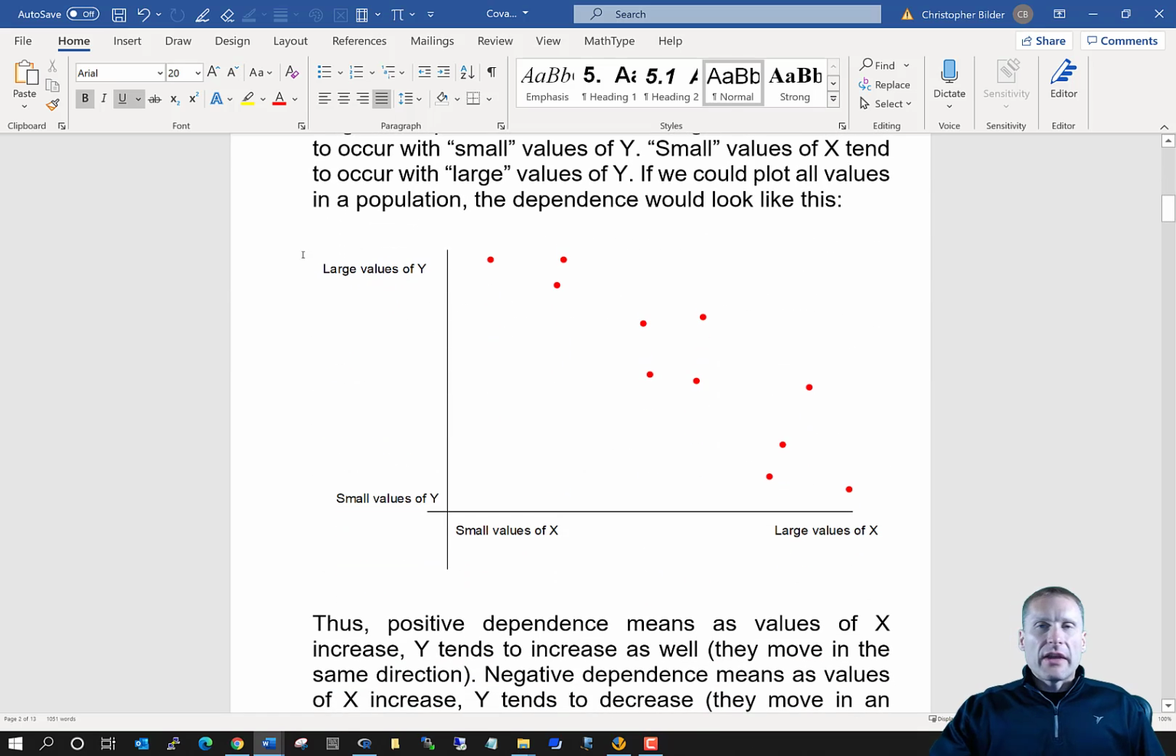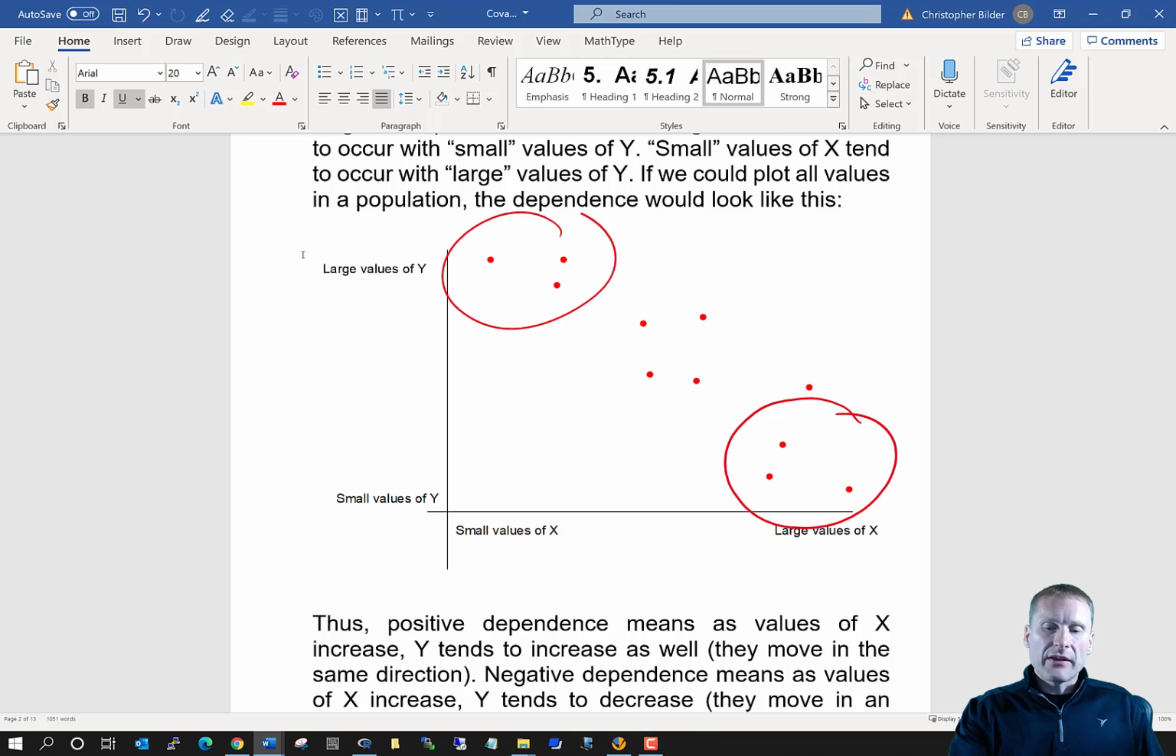Now, one could also have a population that looks like this. In this particular case, large values of x tend to occur with small values of y, and small values of x tend to occur with large values of y. And so again, we do have dependence, and this type of dependence is often referred to as negative dependence. Another way to think about why we have positive or negative in terms of that wording: if I were to draw a line that goes through the middle of these points, we see that we have a negative slope. So that's why it's referred to as negative dependence.